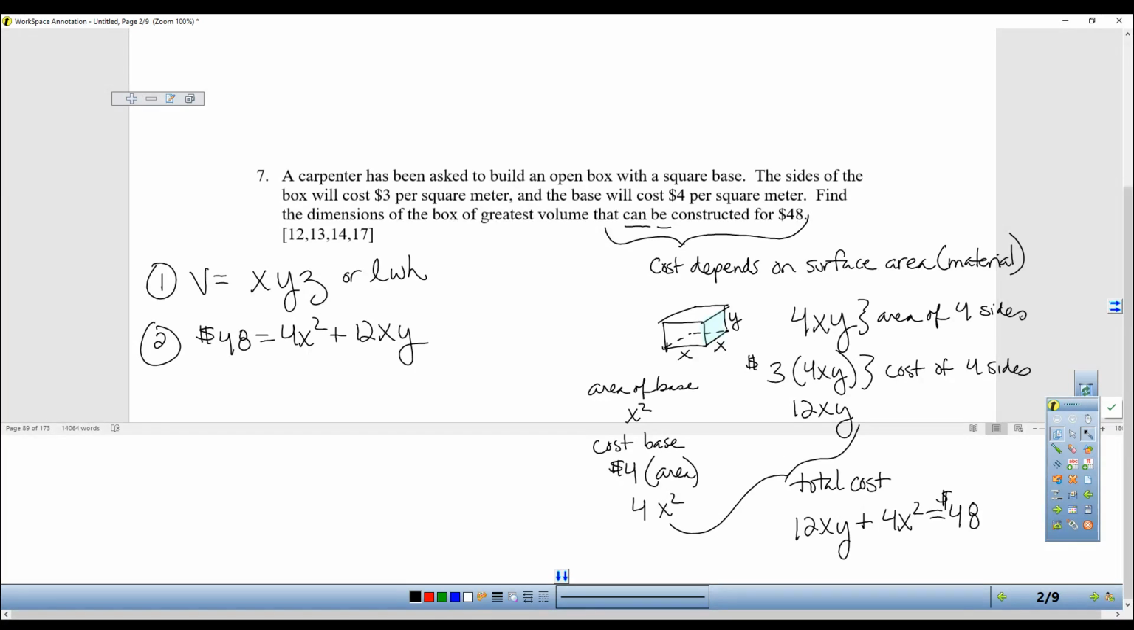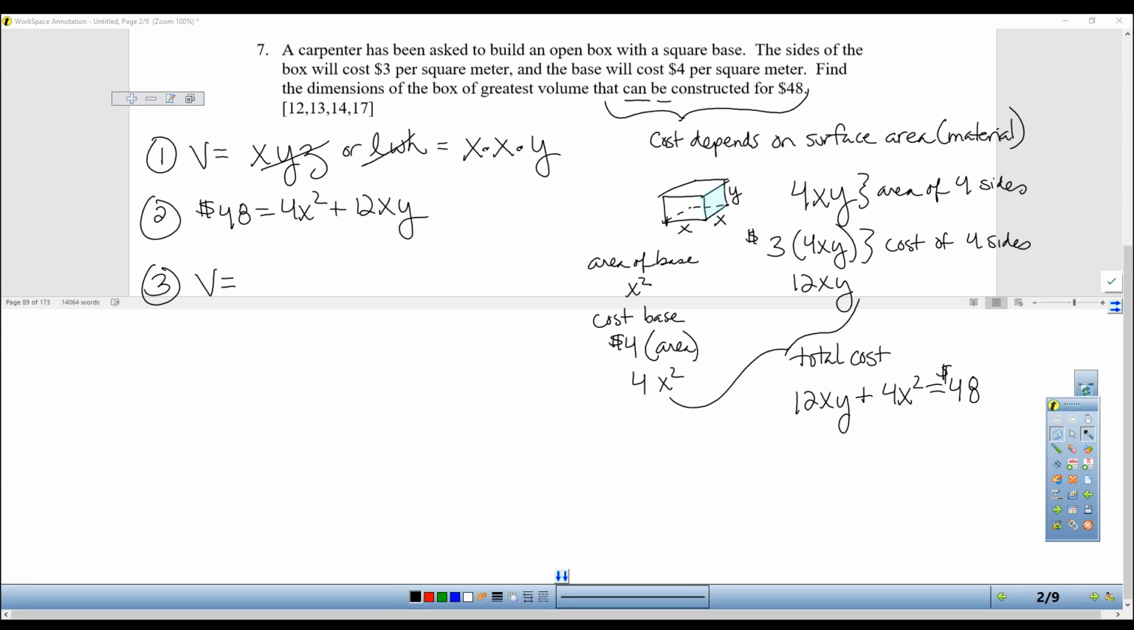The constraint will allow us to change the volume equation, which is our main equation, to only have one variable. Right now it has 3. So the first one I can get rid of is that it's not x times y times z because it has a square base. So fortunately that gets rid of one of them for us. It's x times y for this particular volume, length times width times height.